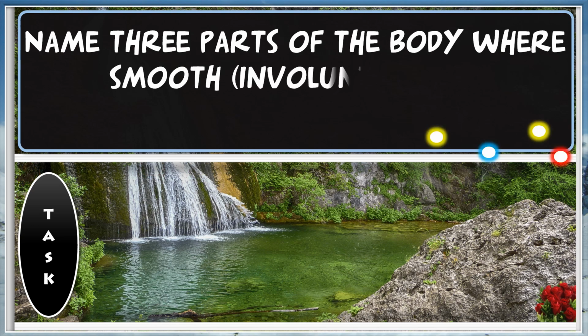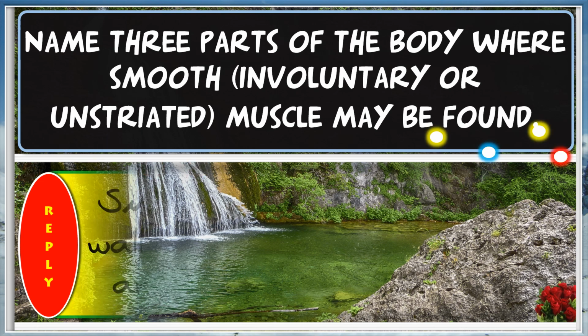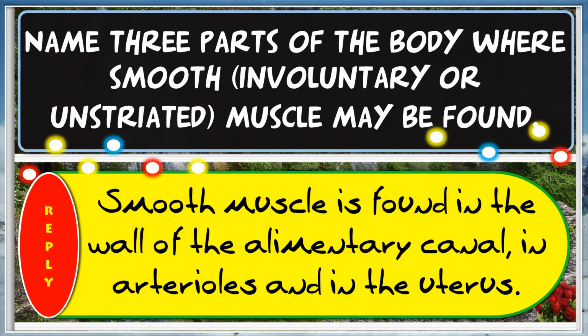Name 3 parts of the body where smooth or involuntary or unstriated muscles may be found. Smooth muscle is found in the wall of the alimentary canal, in arterioles, and in the uterus.